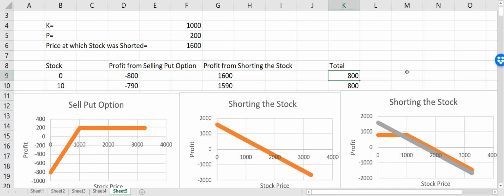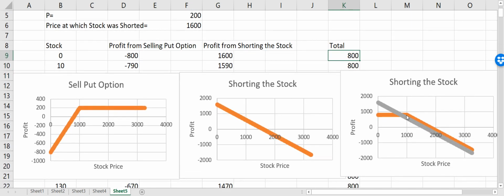Although I am capping the maximum profit I can make, if the stock remains above the strike price of 1000 but below the amount at which I shorted the stock, I'm actually making more money, and that is equivalent to the premium that the put option was available to be sold for. So basically in this case, I'm making a little bit more money by capping my maximum profits.